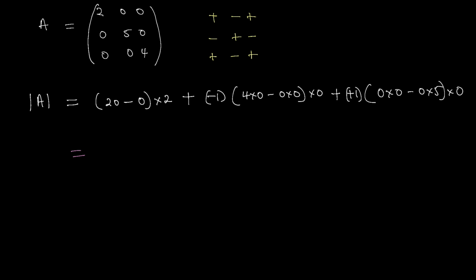20 minus 0 is 20 times 2, that's 40. Plus or minus: plus times minus is minus. 4 times 0 minus 0 is 0 times 0, so it's all 0, minus 0, and plus 0 times 0 minus 5 times 0, that's 0, and that times 0 is all 0, plus 0. And we get 40 for the determinant of A.